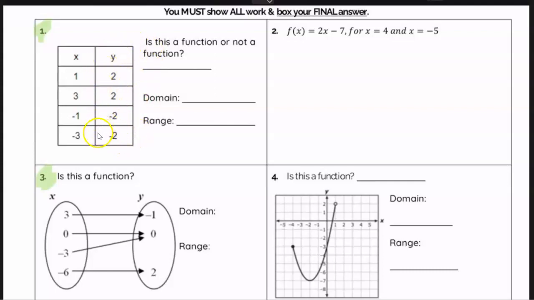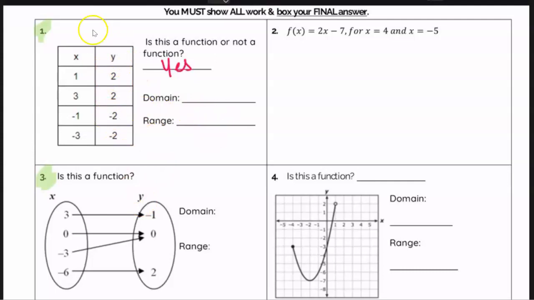This is really important. It is okay, you'll hear my dog in the background, it is okay to have repeating y's. It is not okay to have repeating x's. So in this case, is this a function or not? Yes, because there are no repeating x's. Once again, repeating y's are okay.